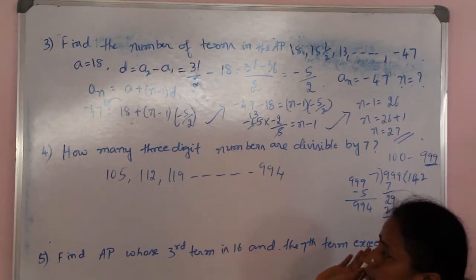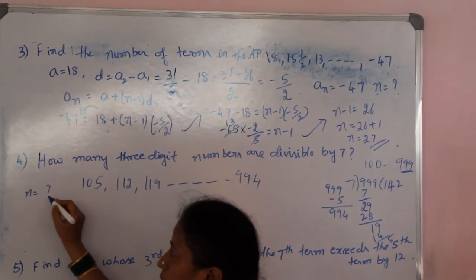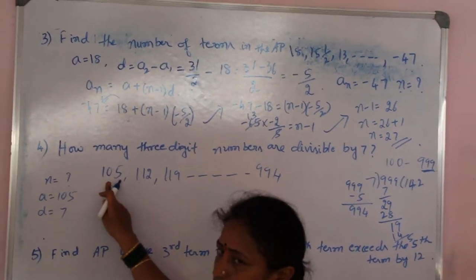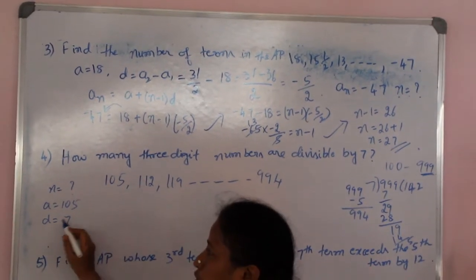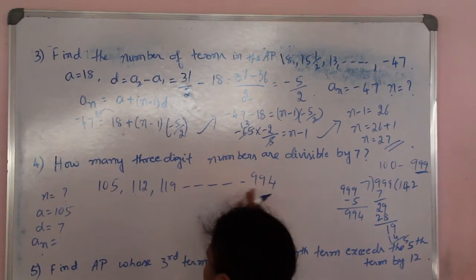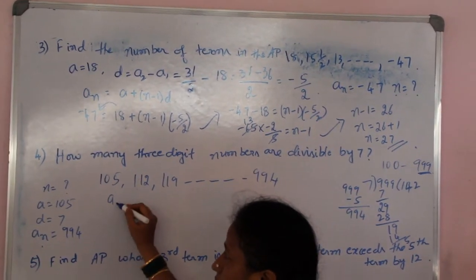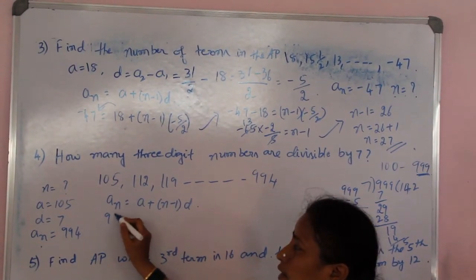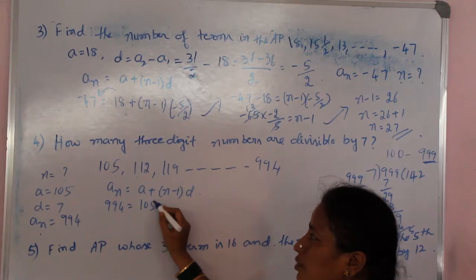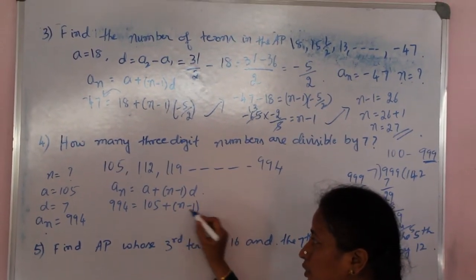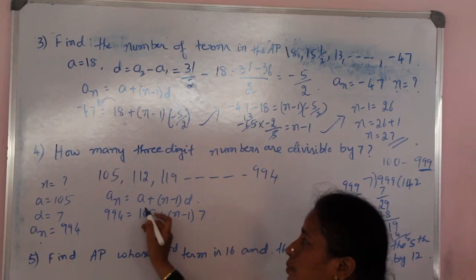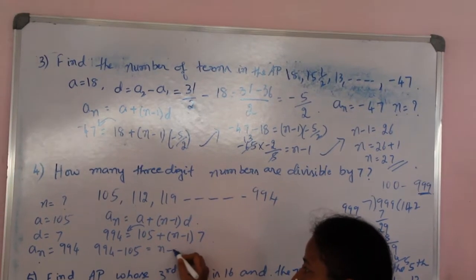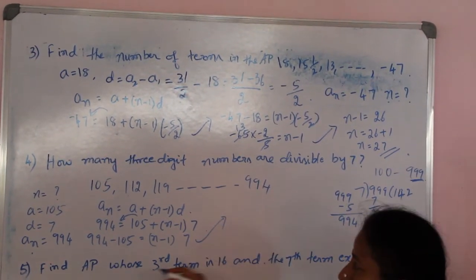Next, we have to find out how many 3-digit numbers, that means n equals question mark. a equals 105, d equals 7. We know 112 minus 105 is 7 because it is a multiple of 7, therefore d is 7. An equals 994. Write the formula: An equals a plus (n minus 1) into d. An is 994, a is 105, plus n we don't know, we have to find out the n. d is 7. Subtract 105 on this side: 994 minus 105 equals (n minus 1) into 7.